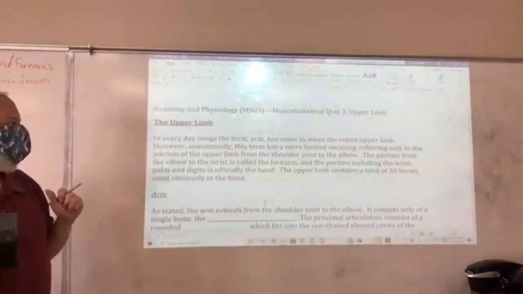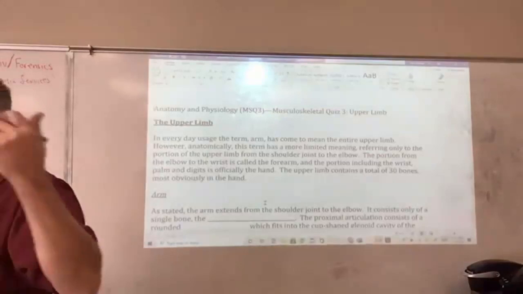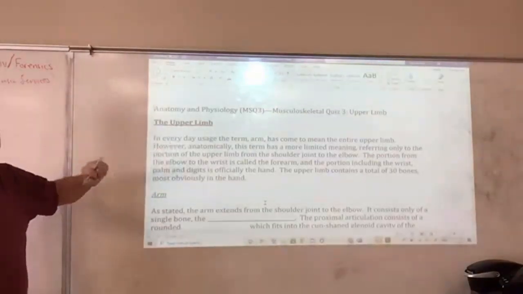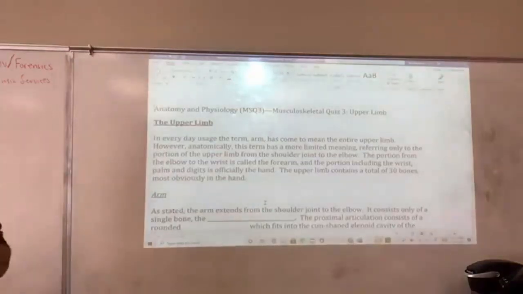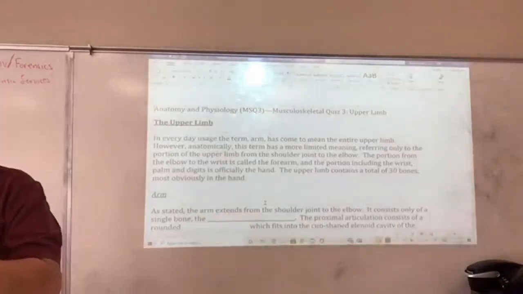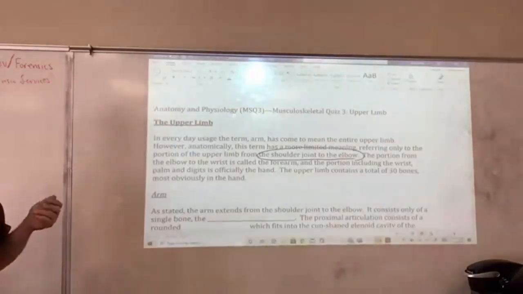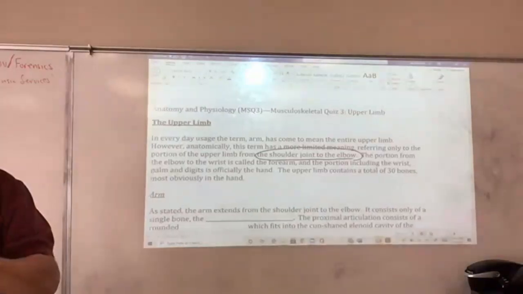When we talk about the upper limb, we think of the arm as the whole appendage, right? But anatomically this term is more limited, and it refers only to the portion of the upper limb from the shoulder to the elbow joint. So we're only talking about the humerus, okay? So the portion from the elbow to the wrist is called the forearm, and the portion including the wrist is called the hand. Upper limb contains 30 bones. Most of those are obviously in the hand.